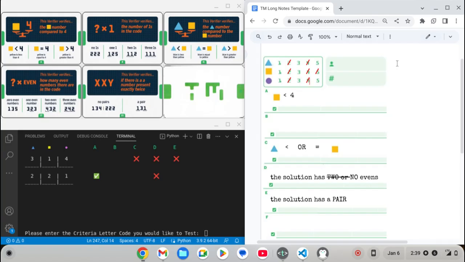And so the question is, is triangle going to be paired up with square or not? So let's see. Let's go ahead and test criteria card C.